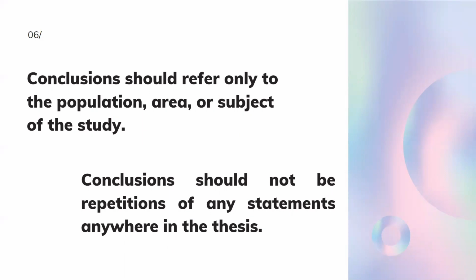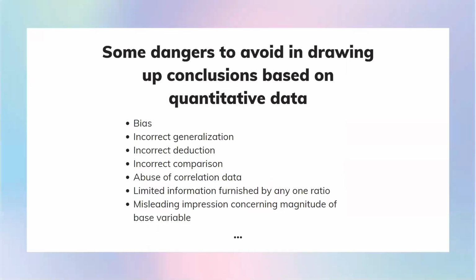dangers to avoid in drawing up conclusions based on quantitative data. Okay, so you have bias, incorrect generalization, incorrect deduction, incorrect comparison, abuse of correlation data, limited information furnished by any one ratio, and misleading impression concerning magnitude of base variable. Okay. Let's discuss first bias.